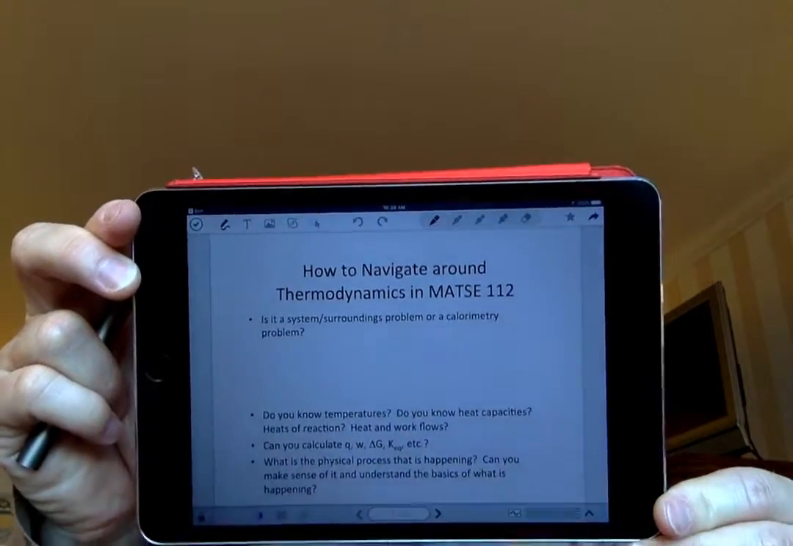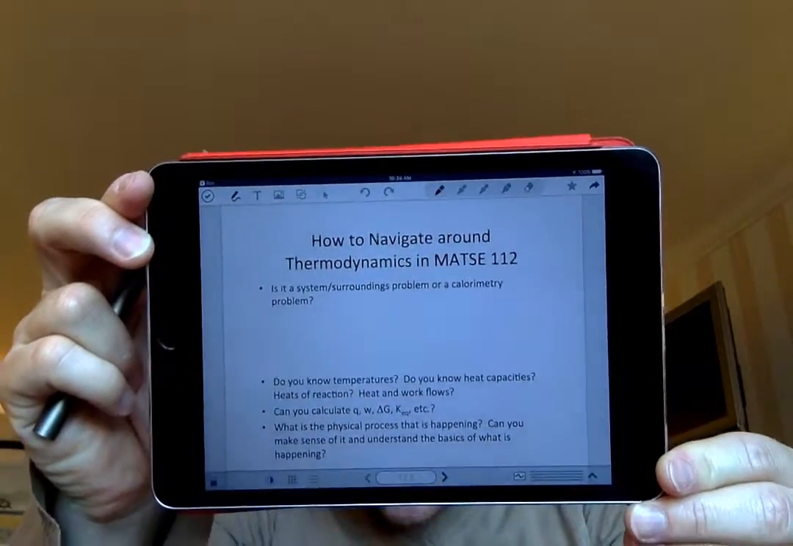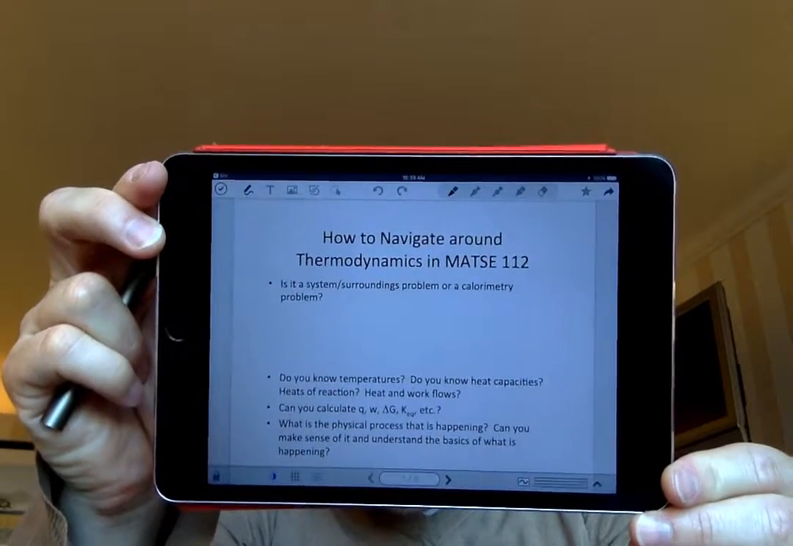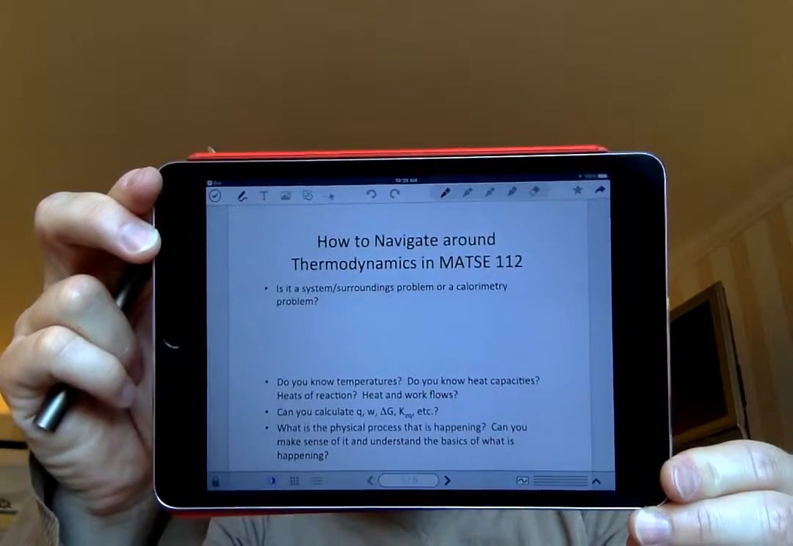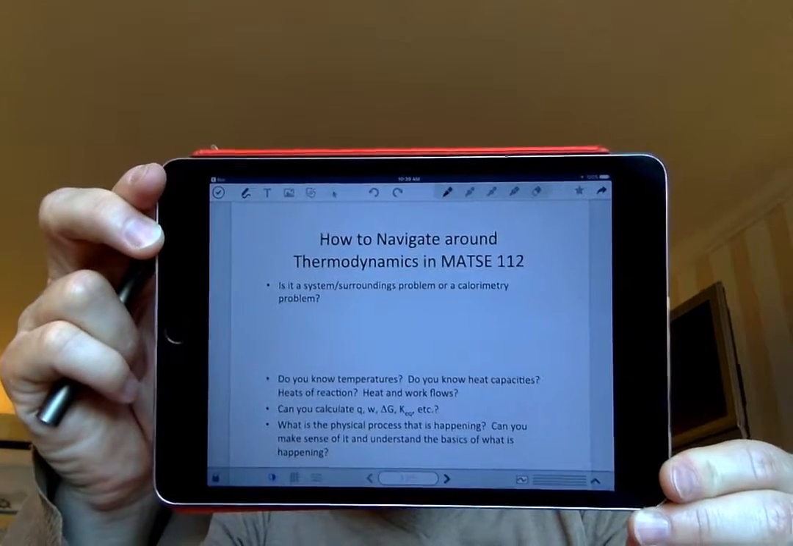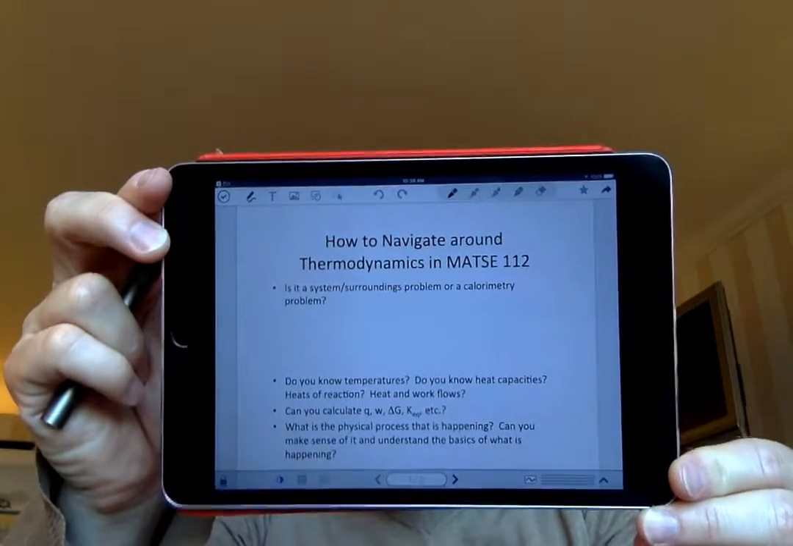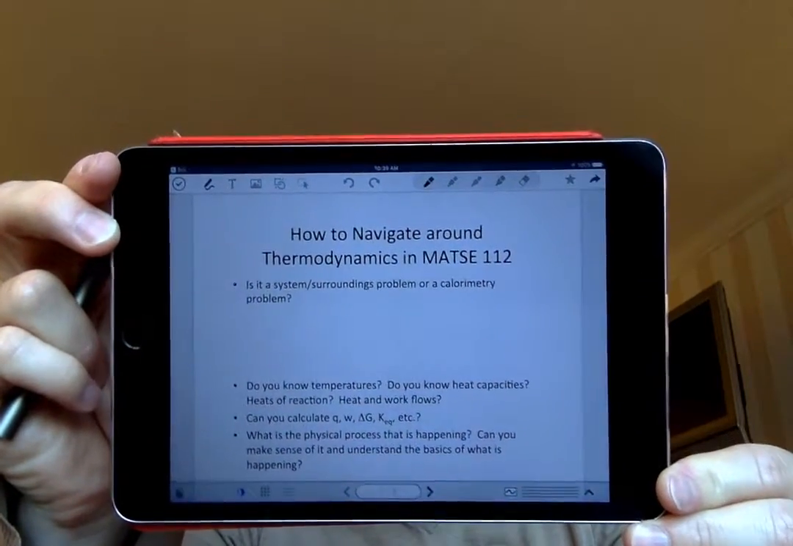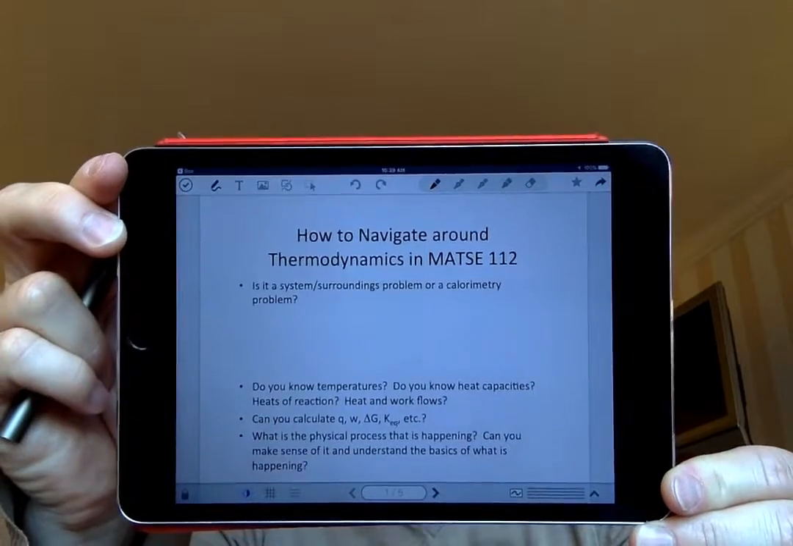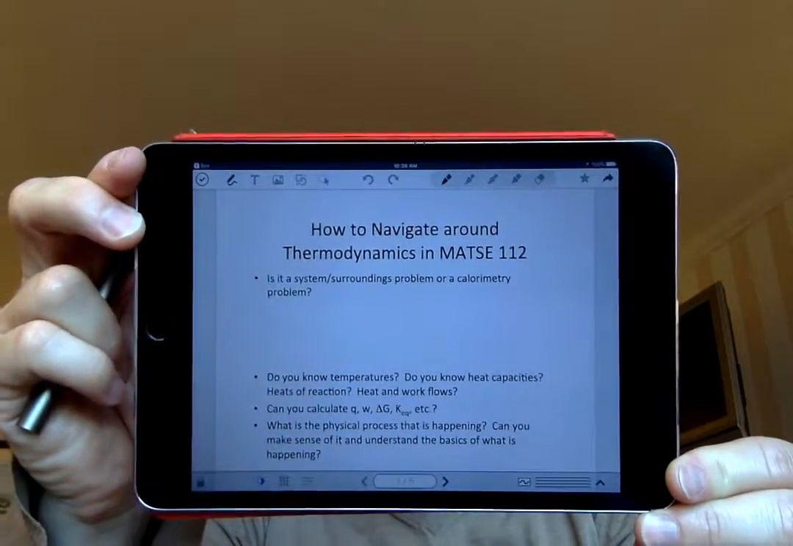So what I want to talk about is how to navigate these thermodynamics problems that you're going to be working on for your homework and that are going to be on the exam. I will post these slides and you can take a look at them. This gives you a roadmap for how you might approach the various problems in this unit that you're going to take the exam for on Friday.